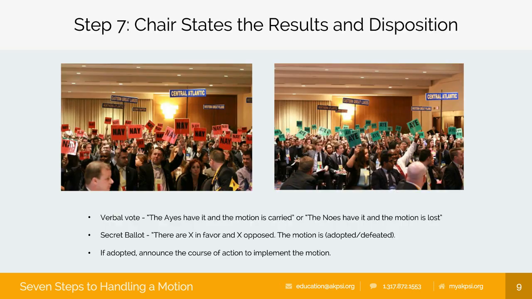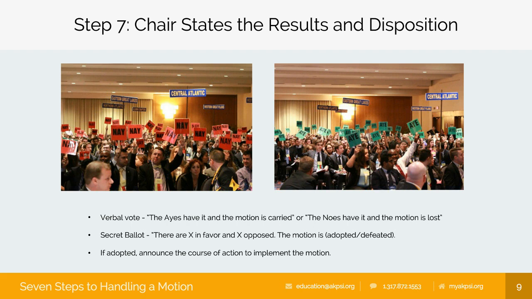After the vote is taken, the chair will state the results and disposition. If it was a verbal vote, the chair will either say, "The ayes have it and the motion is carried," or "The noes have it and the motion is lost." If the vote was counted, such as by a secret ballot, the chair will say there are X in favor and X opposed. The motion is adopted or defeated.